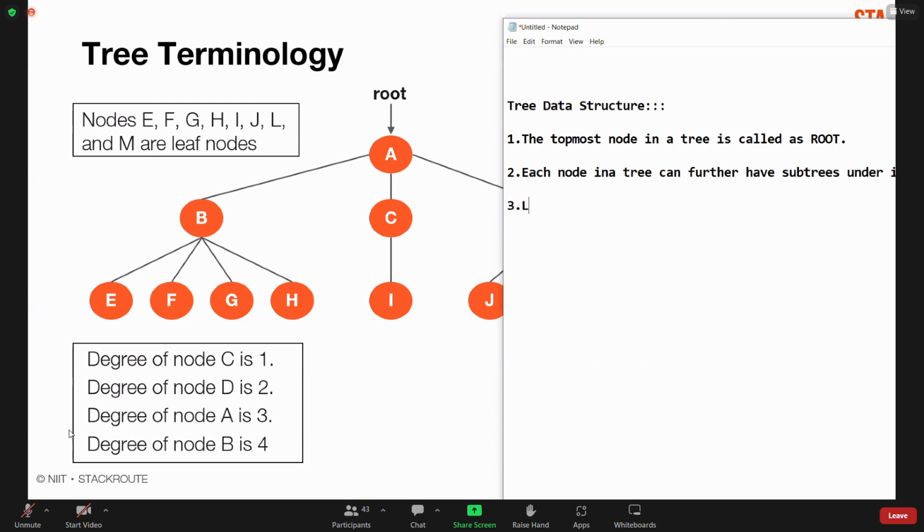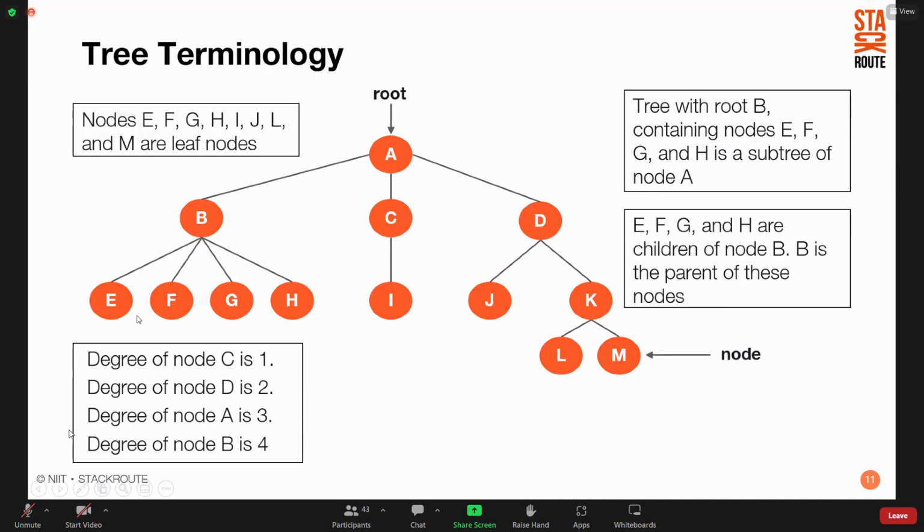So third point, we have another technical term, leaf node. I'm sure the leaf node is mentioned in the diagram. It refers to a node with no children. So if you take this diagram, A is a root node, it is having 3 children, B, C, D. Let me confirm. B is having E, F, G, H, C is having I, D is having J, K, and K is further having L and M.